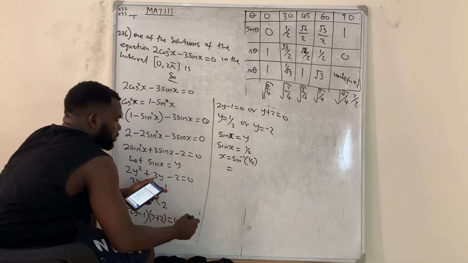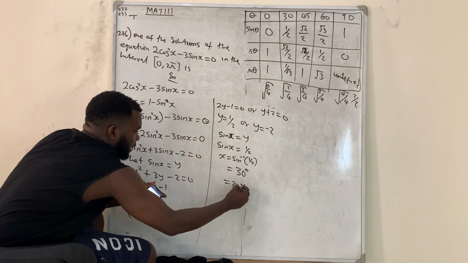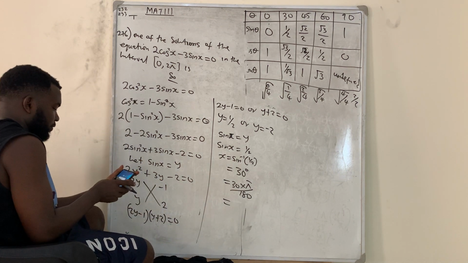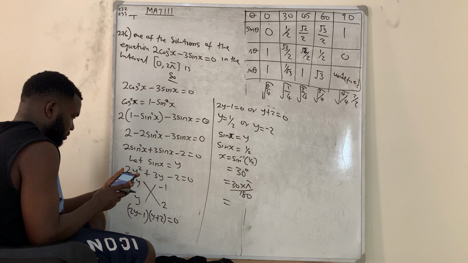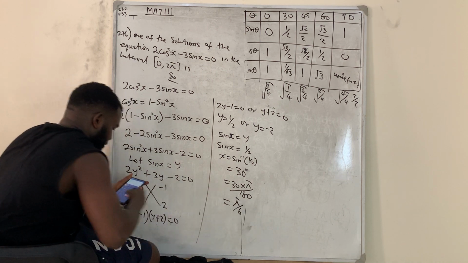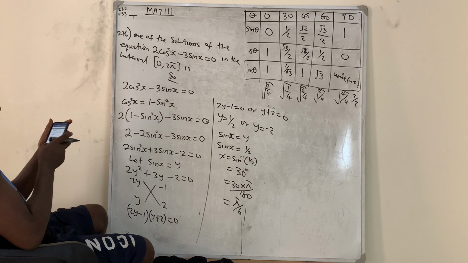So sine inverse of 1 over 2 is 30 degrees. And 30 degrees is 30 times pi over 180. 180 divided by 30, I have 6. So my answer is pi over 6. And I know that pi over 6 should be the option. Pi over 6 is in option C.